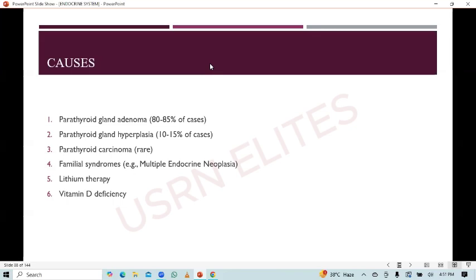Then the sixth one is vitamin D deficiency. I think I've explained this already. Low vitamin D will not help with calcium absorption. And when calcium is low and not well absorbed, the parathyroid gland must be stimulated in an attempt to correct the hypocalcemia, causing an overreaction of the parathyroid gland, leading to more production of parathyroid hormone.